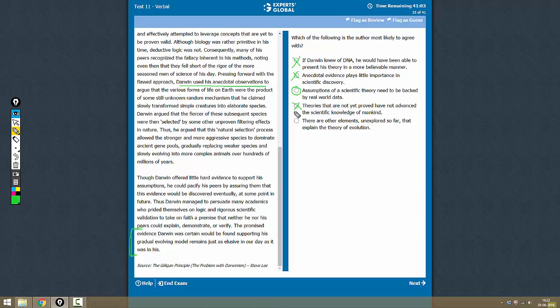And even if you compare this with answer choice C, we see that answer choice C is a much better and more directly given answer choice. So we will not take this and we will go ahead with C.